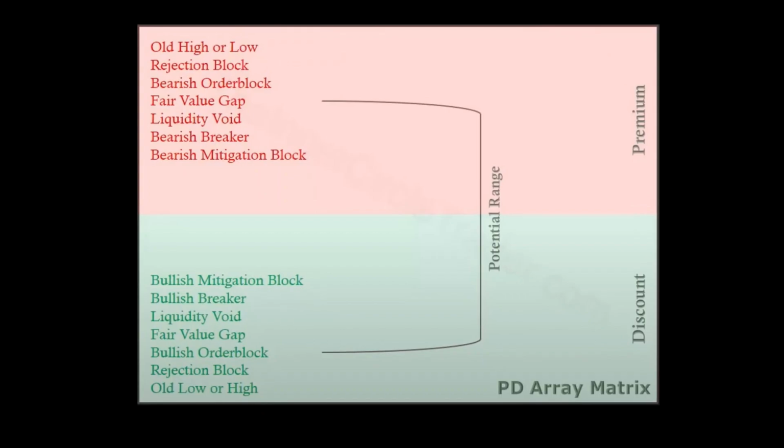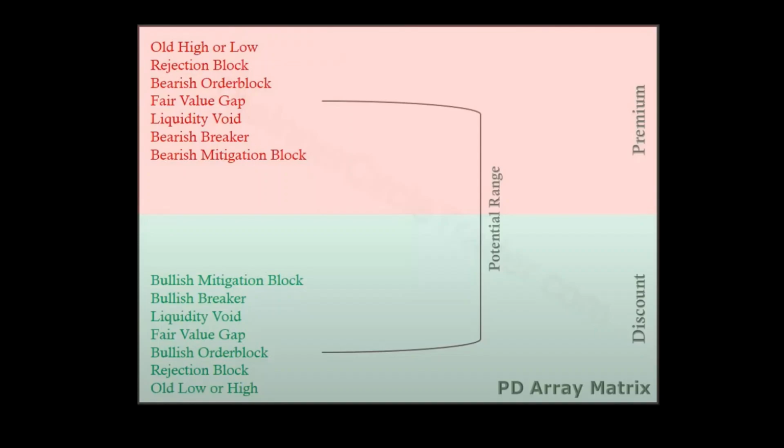So here we have a list of PD arrays. In the lower half, we have the discount, and in the upper half, we have premium. So in descending order, once we get into a discount area, we have a bullish mitigation block, bullish breaker, then liquidity void and fair value gaps. And then we have bullish order block, rejection block, and all low or high.